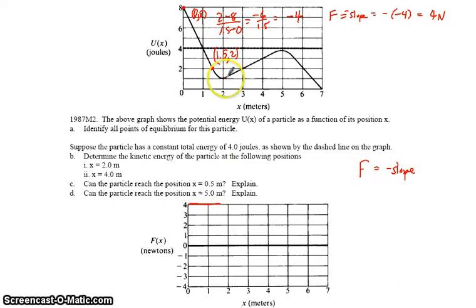Now, let me take another slope. This point here is (2, 1), and this point here is (4, 3). You might wonder, why am I picking those points? I'm just trying to pick 2 points that are obvious to me and definitely part of a straight line. So finding the slope there, y2 minus y1 over x2 minus x1. 3 minus 1 is 2, 4 minus 2 is 2. That gives me 1. Then, of course, the force is the negative of that. The force would be -1 newton. So that's from 2 to 4.